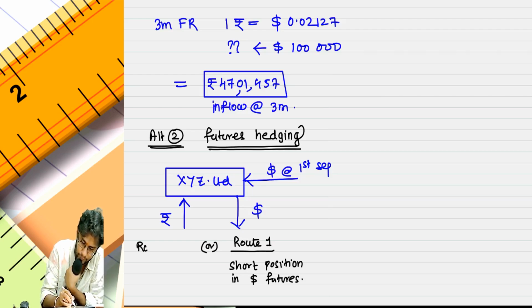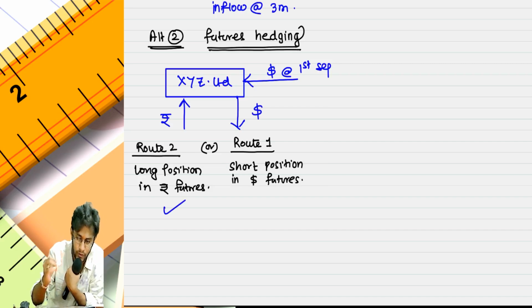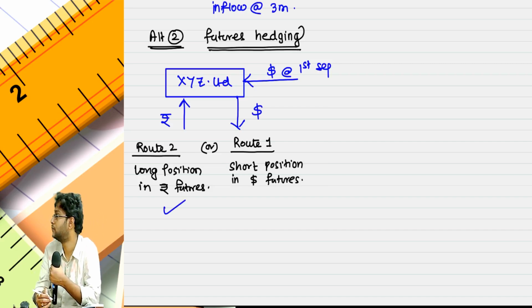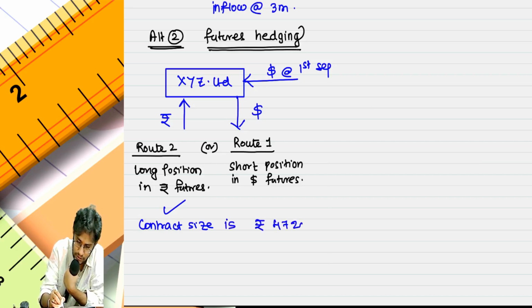Or route 2: long position in rupee futures. In this sum you have to do which one? This one, route 2. Contract size is rupees 4,72,000. Therefore the underlying asset is rupee currency.